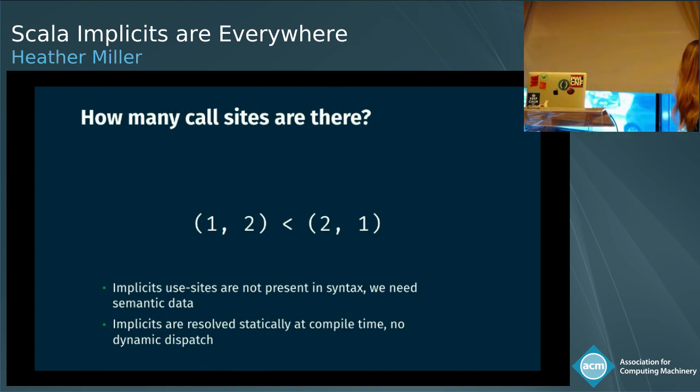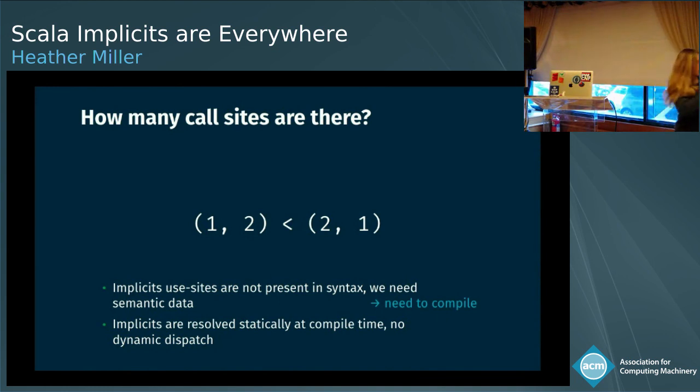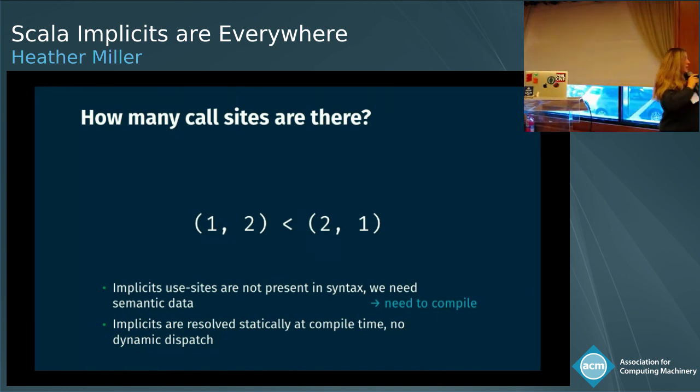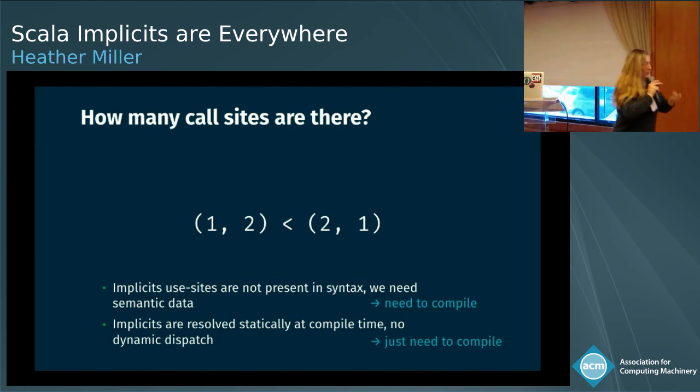These use sites are not present in the syntax, right? You can't see that here. It just expanded into all of this other stuff. We need semantic data, so we need to compile that in order to get the semantic data. And another thing is that these things are resolved statically at compile time. There's no dynamic dispatch, which is also nice because all we have to do is compile. So we don't have to worry about dynamic dispatch. We can just worry about compilation, right?